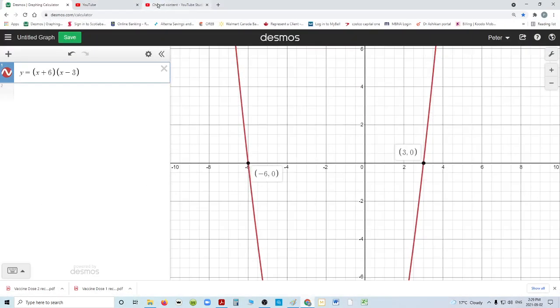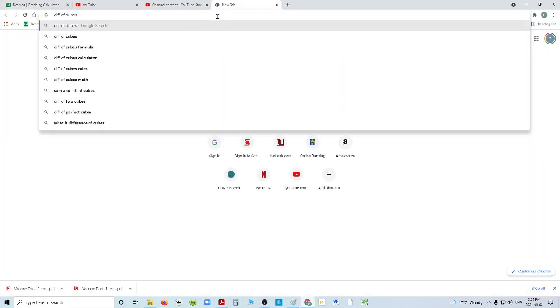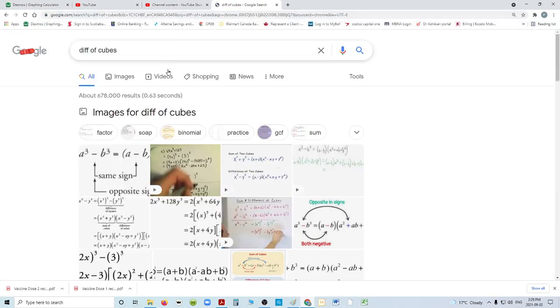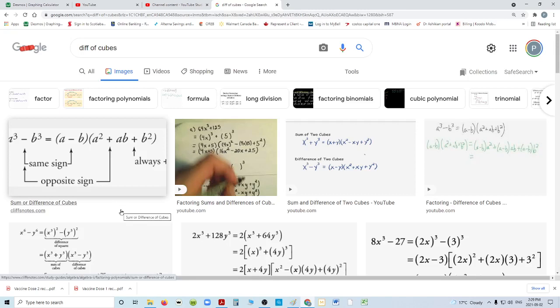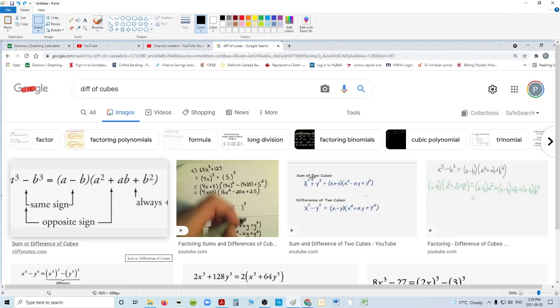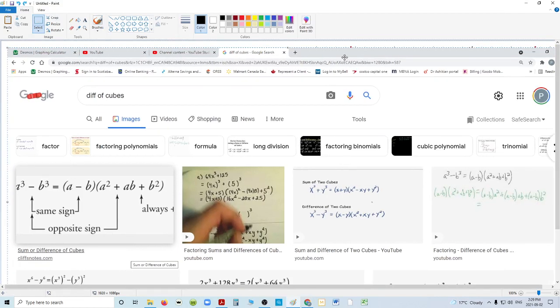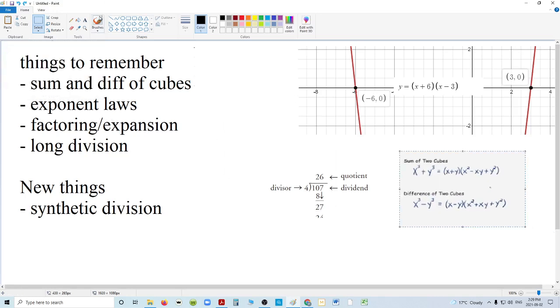So whenever you can't remember difference of cubes, something I meant to look up here, just remember that there's always a nice, easy Google that will show you. And I actually like this summary best, right here. And you'll notice that in the sum of cubes, this is always a factor. And then difference of cubes, this is always a factor. And that's important to remember.